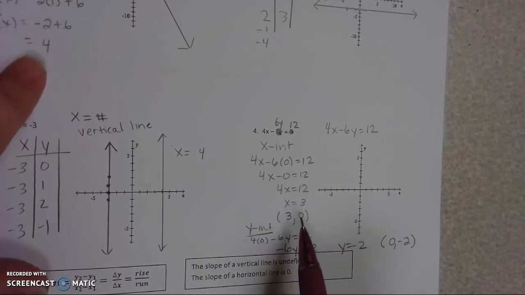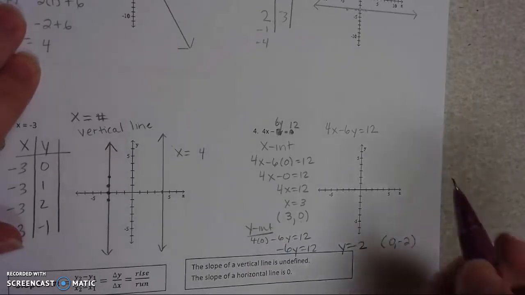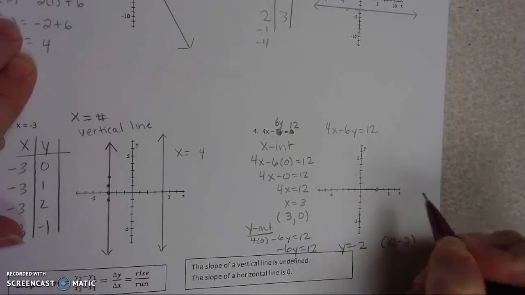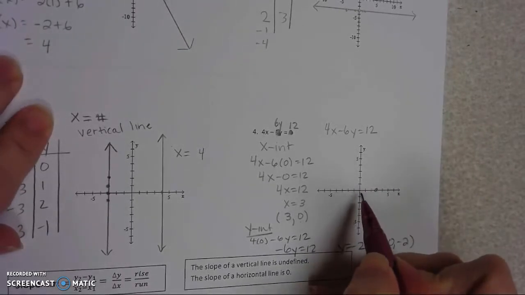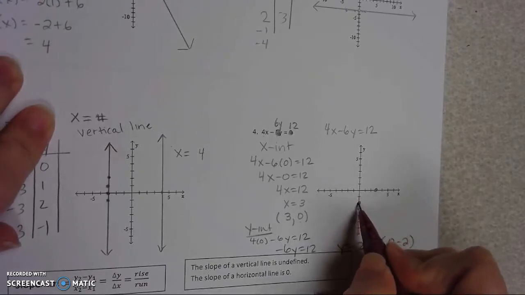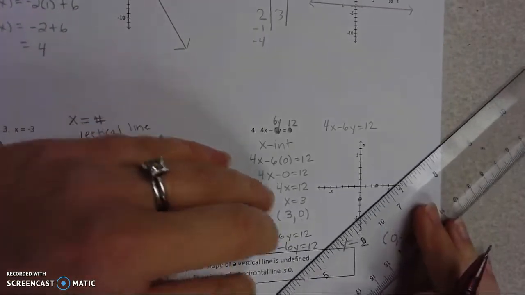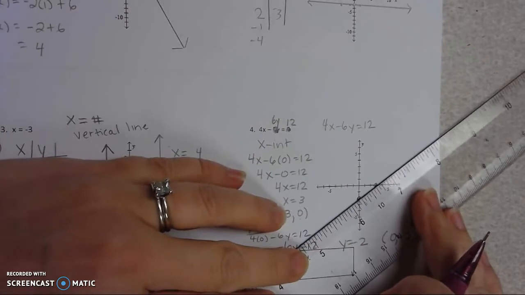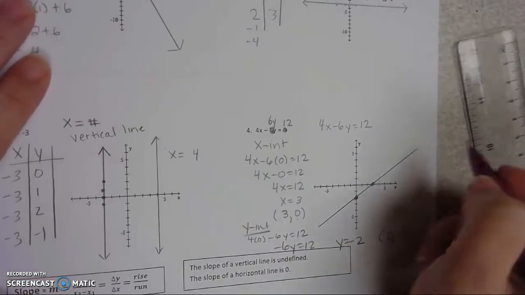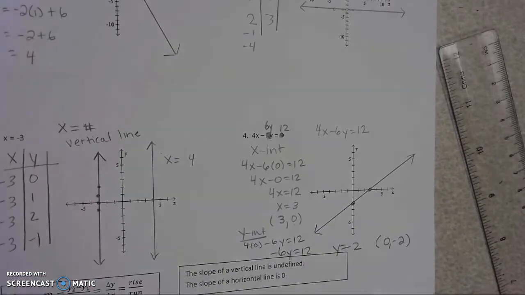Now what I'm going to do is plot my two intercepts. This is the x-intercept. It should be on the x-axis. So from the origin, I'm going to go right 3 and up or down none. And then back from the origin, I'm going to go right or left none, but down 2. Then I should be able to connect these two points. Make sure you go all the way through them and put arrows on each end. This tells me that this continues on in both directions.